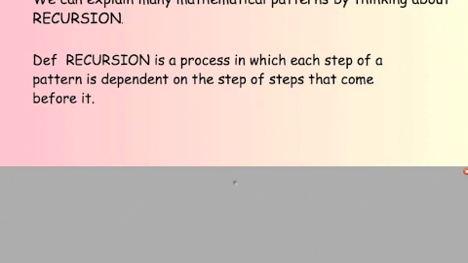A few definitions that you need to know, and the first one is the word recursion. The definition of recursion is a process in which each step of the pattern is dependent on the step or steps that come before it. So for example, 2, 4, 6, 8, you will know that the next one will be 10 because of all the steps, all the numbers that I have given you beforehand. So the first definition you need to know is the word recursion.